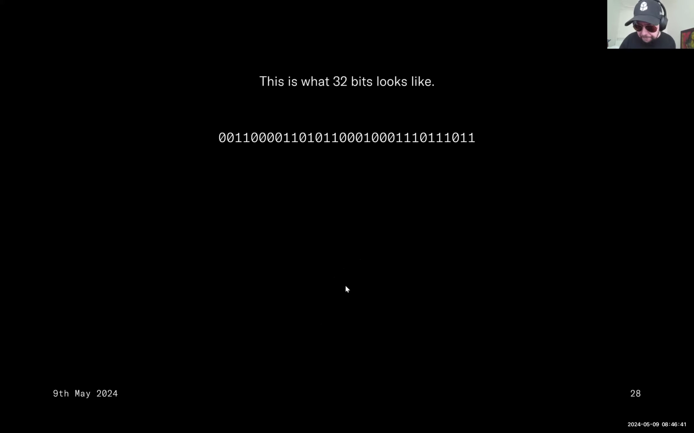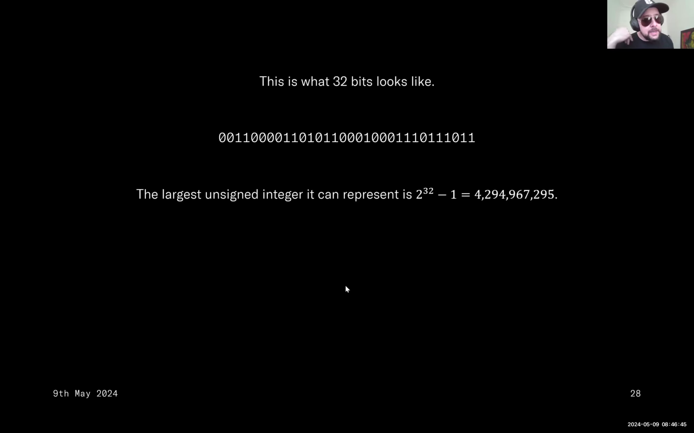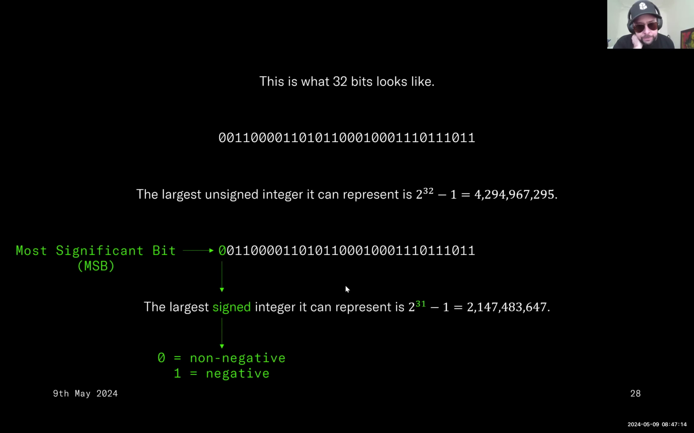This is a 32-bit number. And the largest unsigned integer it can represent is going to be 2 to the 32 minus 1. So if all of those bits are ones, then that would be the binary representation of 4,294,967,295, which is fine, a relatively big number. But I want you to think, what would happen if we had to sacrifice just one of those bits, right? If we needed to change the first bit from representing a number to representing a sign, right? And usually the MSB convention is that if it's a 0 at the front, then it's non-negative, and if it's a 1 at the front, then it's a negative number. But this means that we now only have 31 bits to represent our number with.